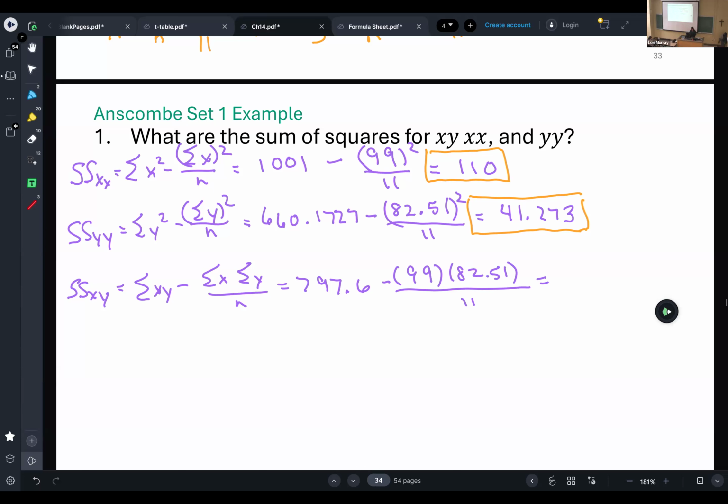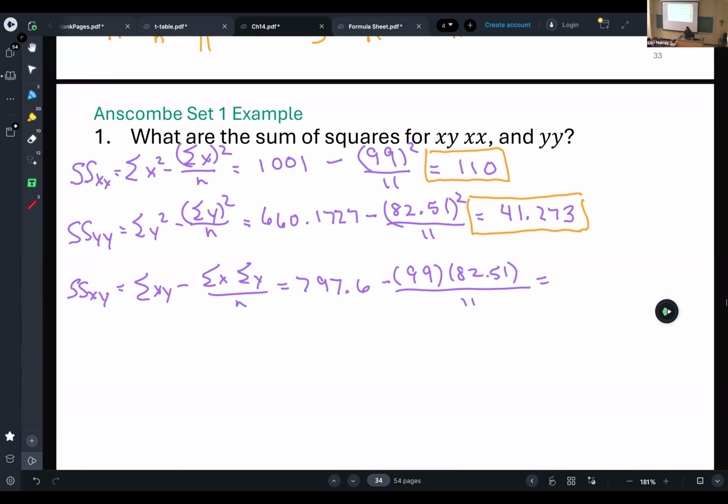We can verify that, right? 10 times 8.04 plus, and then the next one, 8 times 6.95 plus 13 times 7.58 plus 9 times 8.81 plus 11 times 8.33 plus 14 times 9.96 plus 6 times 7.24 plus 4 times 4.26 plus 12 times 10.84 plus 7 times 4.82 plus 5 times 5.68.